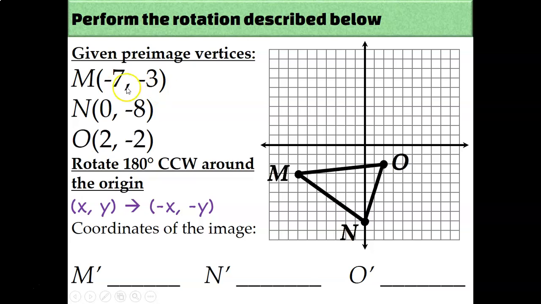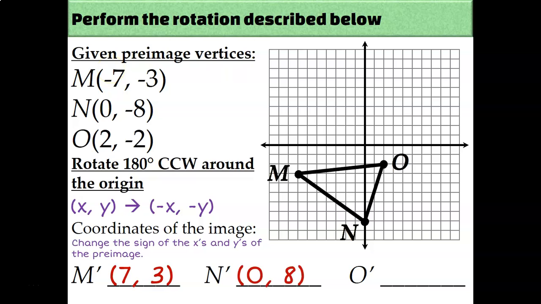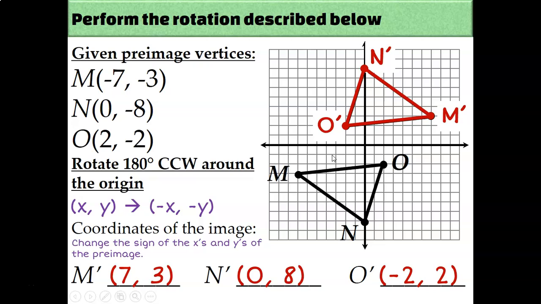Now M had both negative coordinates to begin with, so since I'm making them negative, they're both negative negatives, which makes them positives. N was a 0 for its x value, and I can't change the sign of 0, so 0 is just 0. And the -8 becomes negative -8, so positive 8. And the point (2, -2) becomes the point (-2, 2). So I'll rotate this 180 degrees counterclockwise to create my image.